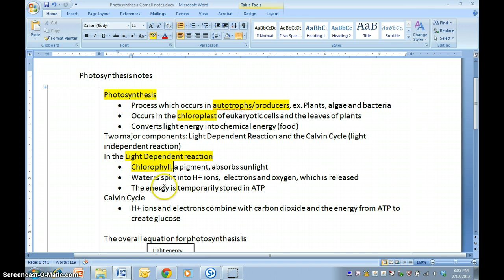Okay, and then the energy is temporarily stored in ATP. Right, that's our key molecule. So our energy gets stored in ATP.